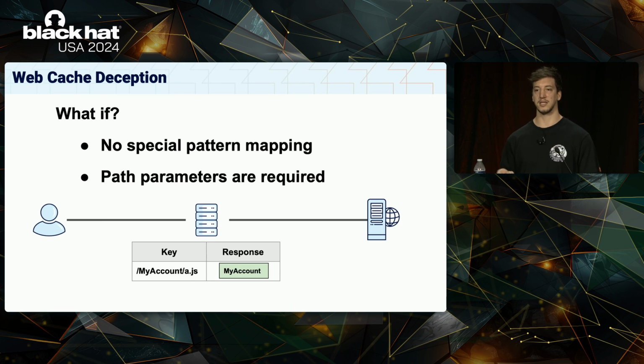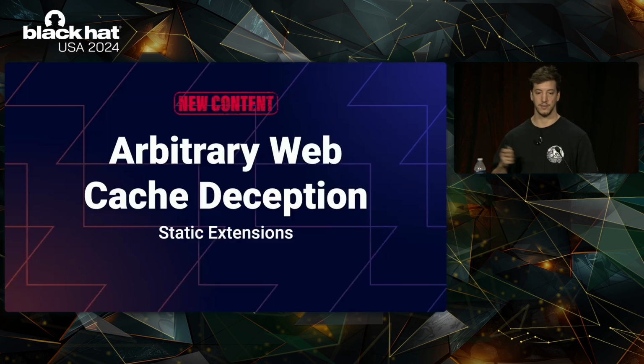But the problem with this attack is that if there's no special mapping, then we cannot create any web cache deception attack. And also, if the path parameters have any special meaning, like we cannot send a.js because it's going to be interpreted in the origin server, then this attack is again going to fail. So what I decided to do is to look for other kinds of path confusion techniques that could be applied to make these discrepancies and eventually be able to store a dynamic response.